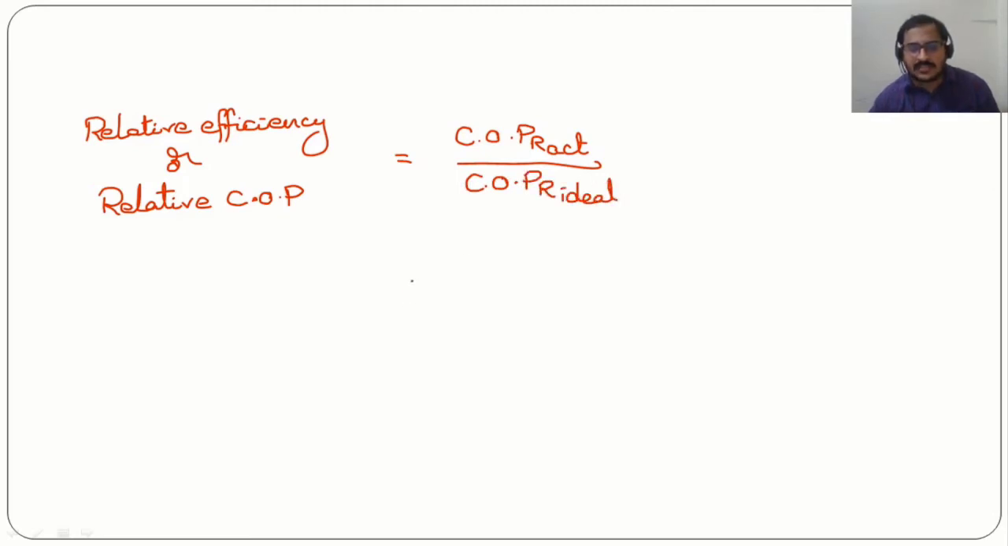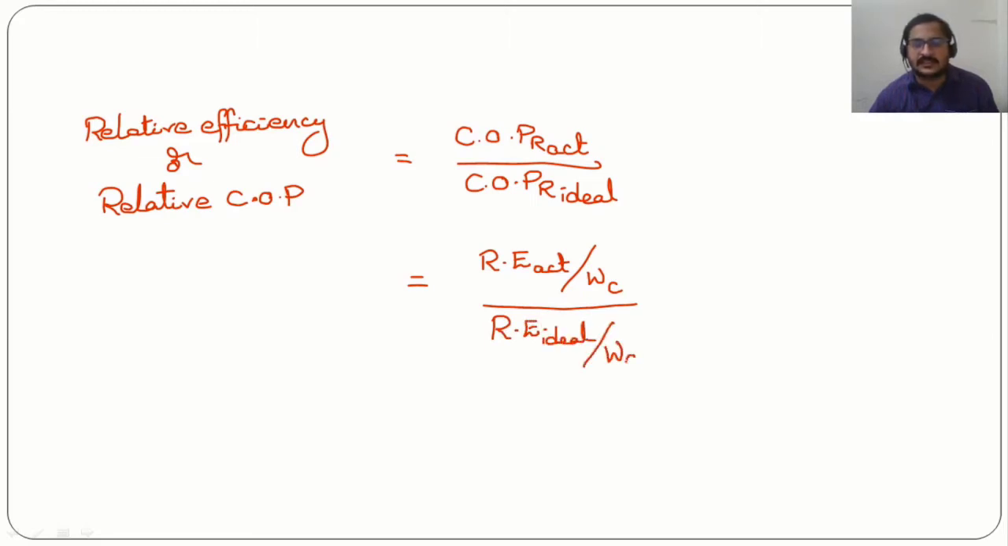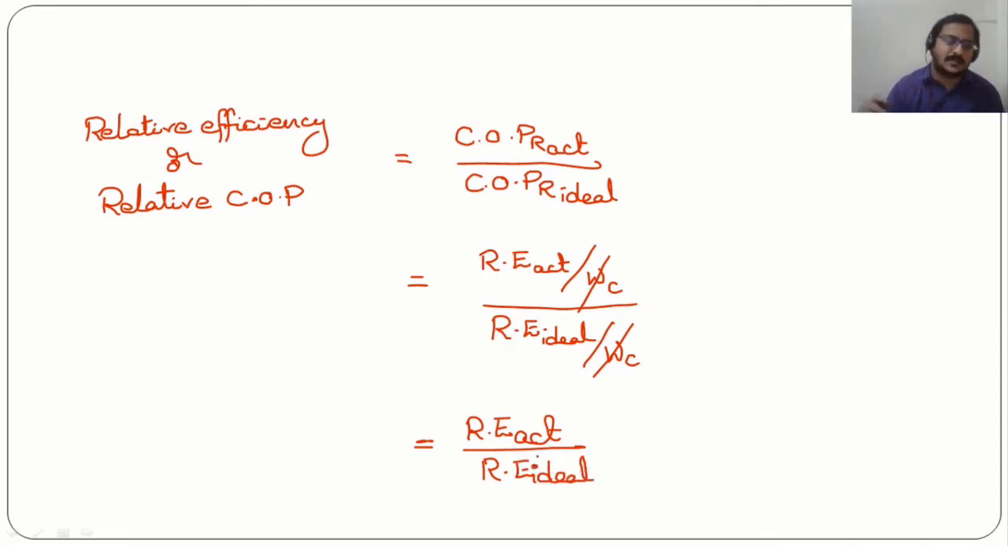Now actual COP is actual refrigerating effect by the work input that we are giving to the compressor, and ideal COP is the ideal refrigerating effect that we are getting divided by the work input that we are giving to the compressor. See, as the work input that we are giving to the compressor is remaining same, these two will get cancelled and relative COP can be written as actual refrigerating effect by ideal refrigerating effect also.